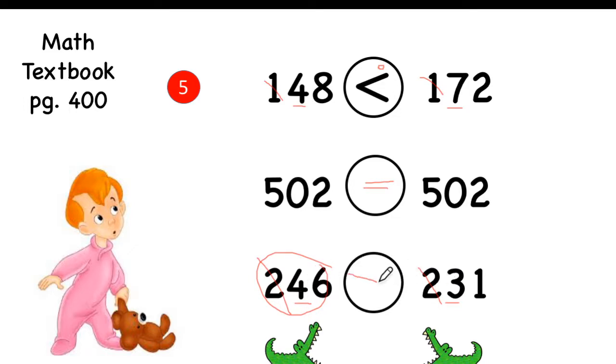The Pac-Man will come and eat the greater number. The Pac-Man looking with his eye at the greater number with his mouth open this way. Also, this crocodile can come and eat the greater number. His mouth is open also this way. So, that was equal, and that is the sign which says greater.